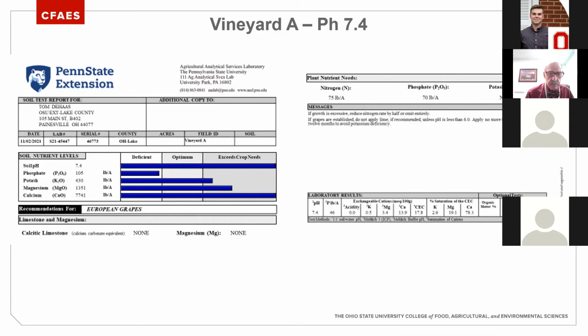So the thing that I would say is that you really can't tell by just looking at the soil. The phosphate is a little low, but potash is good, magnesium is good, calcium is good. So next slide.